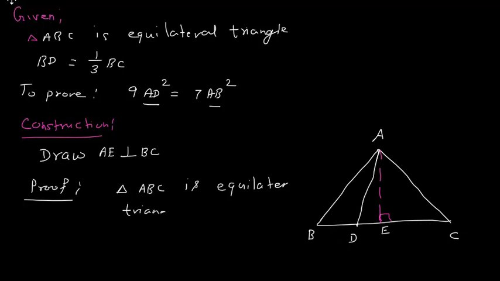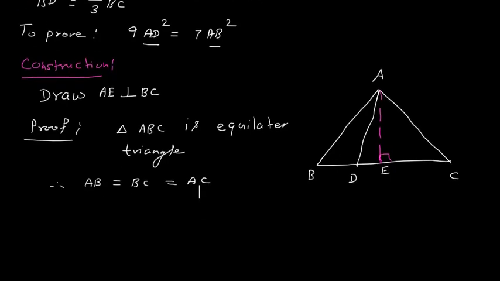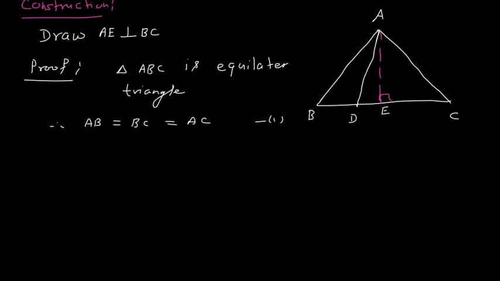Therefore, you can say that AB is equal to BC is equal to AC. You can write this as equation 1. Now, AE is perpendicular to BC. Therefore, AE bisects BC. This is the property of an isosceles triangle, and as it is valid for an isosceles triangle, it will be valid for an equilateral triangle also. So AE bisects BC.